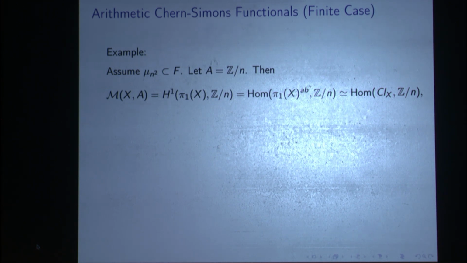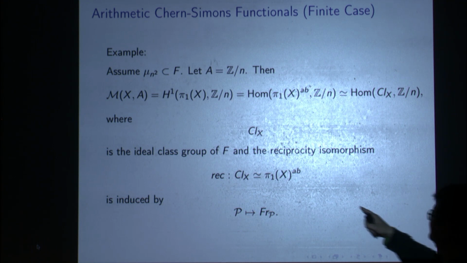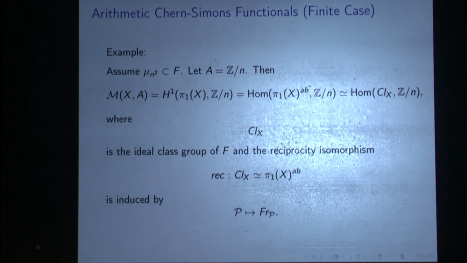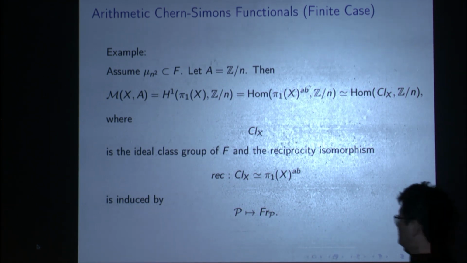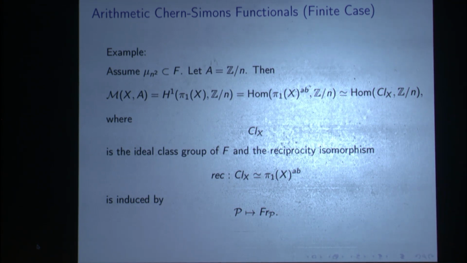What about the cohomology class C that we need as input for the function? Oh, I guess I should have said, this is the ideal class group. This isomorphism between the ideal class group and the abelianized pi1 is called unramified class field theory. It's essentially induced by the map I mentioned earlier that takes a prime to the Frobenius element inside the Galois group at that prime.